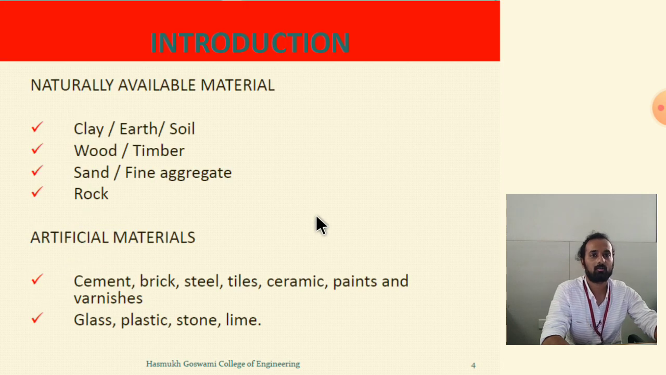So moving to the introduction part, there are both naturally and artificially available materials. Naturally available materials are clay, earth, wood, timber, fine aggregates, rock, etc. And artificial materials are man-made, also called anthropogenic sources, like cement, brick, steel, tiles, ceramic, paints, varnishes, glass, plastic, stone, lime, etc.